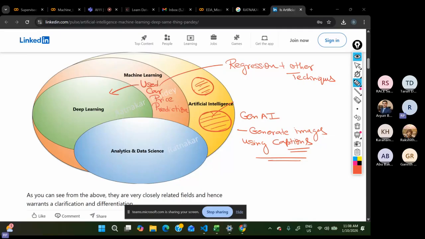So deep learning, I will talk about that. There are different algorithms in machine learning, right? So let's say we are looking at linear regression, logistic regression. We'll be doing all of them in this module. They're a subset of ML, only ML.